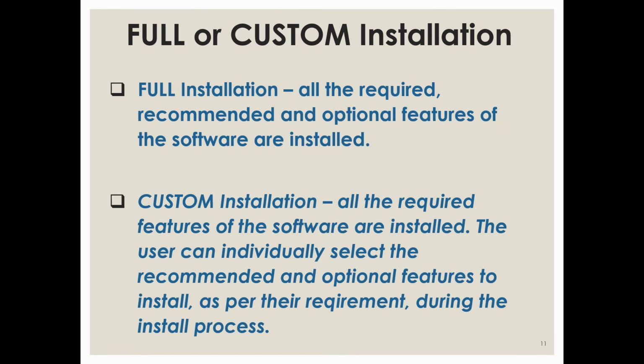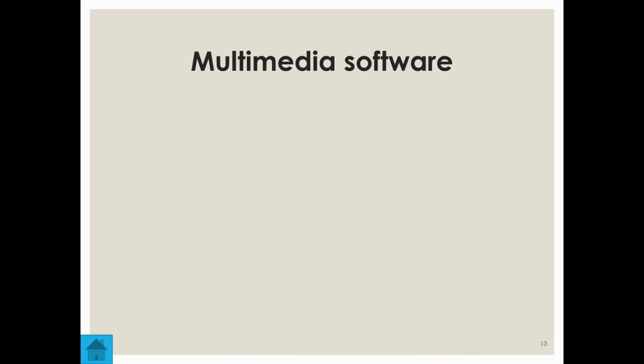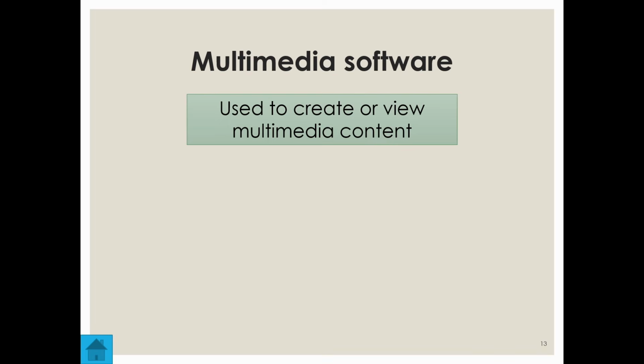All right. When you're installing a piece of software, you can do a full installation, which means everything is installed onto the hard drive. You don't really need anything else from there. Whereas with a custom one, you can indicate what you would like to install on the hard drive from that particular software package. Then multimedia software, we're dealing with software that can deal with different forms of media.